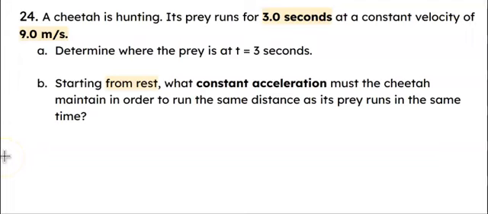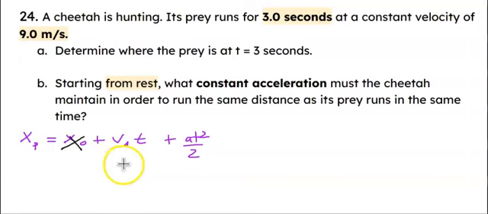Okay, question 24. Question A is determine where the prey is at t equals 3 seconds. So the position function for the prey is x naught plus v naught t plus a t squared over 2. You can almost always assume that x naught is 0 if there's a single object.